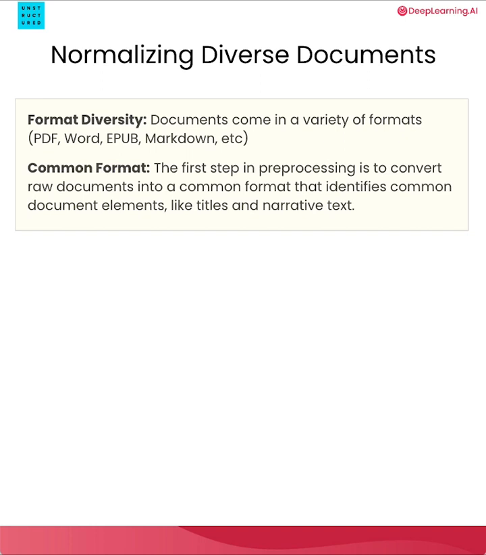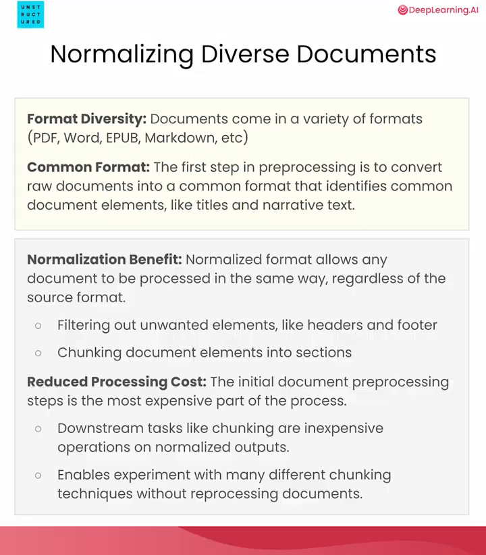And so the first step in doing that is to break those documents down into common elements like titles and narrative text. There are a few benefits to this. First, it allows you to process any document in the same way, regardless of the source format. This will allow you to perform operations like filtering out unwanted elements, like headers and footers. If you wanted to do that for HTML and PDF documents separately, you would have to write separate logic for each document. By normalizing them, you can do that all with the same snippet of code.